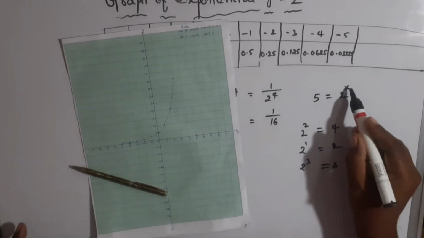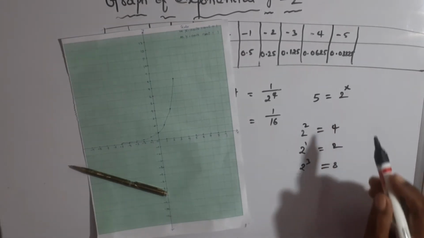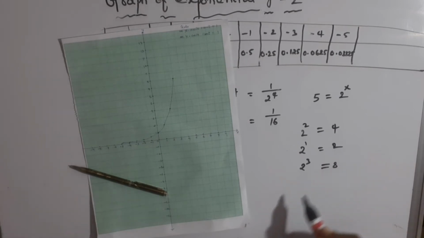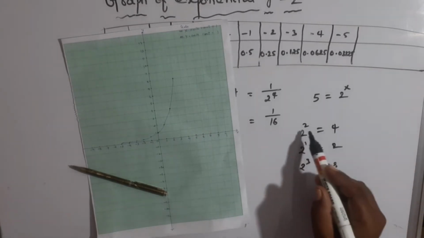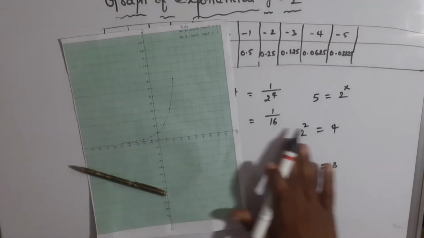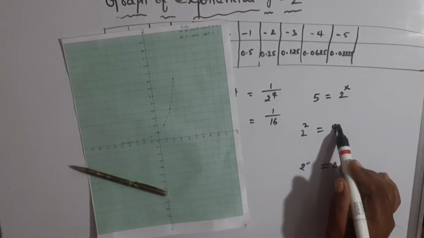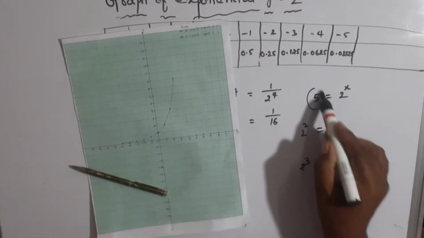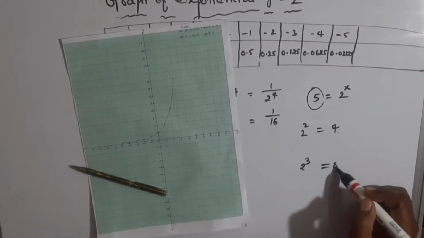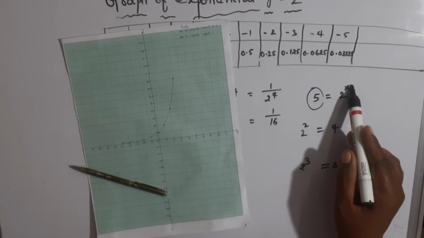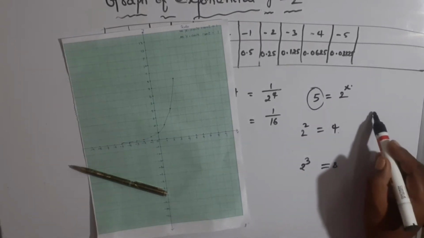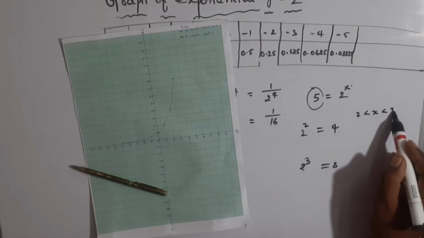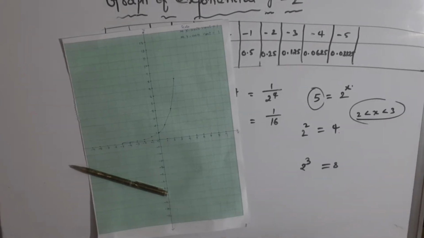Now, for what value of x does 2^x become 5? That is what you need to find. So definitely it is between 2 and 3. Why? Because 2 squared is 4, 2 cubed is 8, and 5 lies in between 4 and 8. So definitely the power x here is greater than 2 but less than 3.